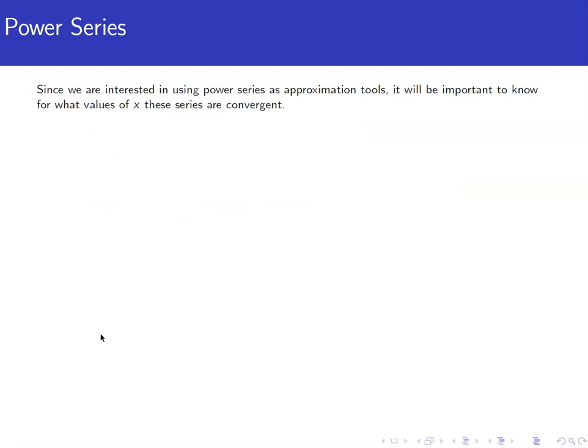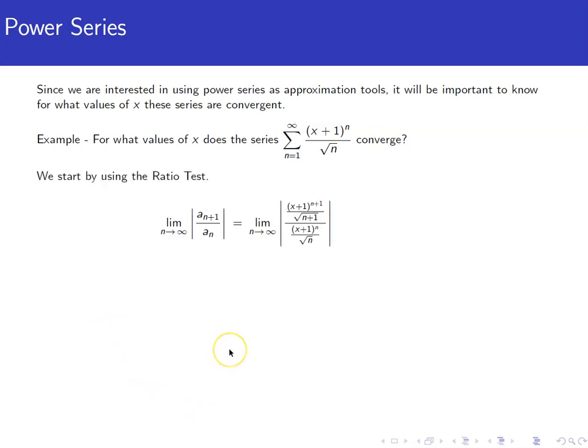All right, again, we want to use power series as approximation tools. To be able to make sure that we can approximate using a power series, it's important to know when this power series converges. For what values can we plug in for x and get a convergent series? Otherwise, the approximation is not going to be very helpful to us if the sum's going to go off to infinity. All right, so as an example here, let's look at what values of x the series from 1 to infinity of (x plus 1) to the n over square root of n converges for.